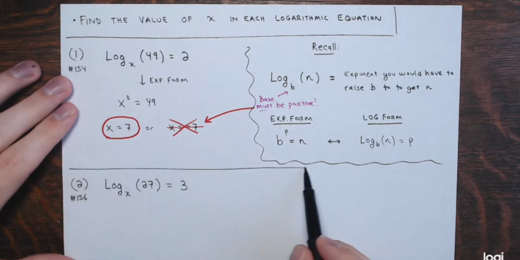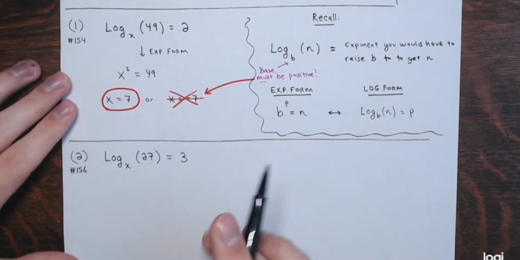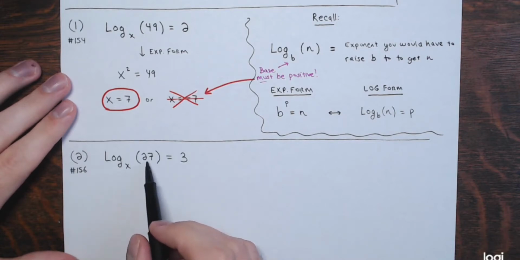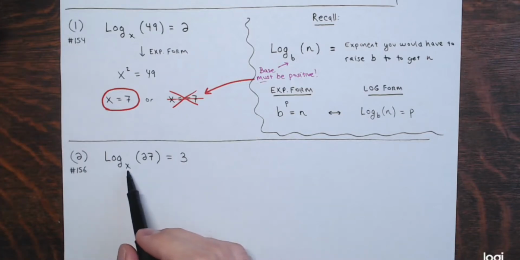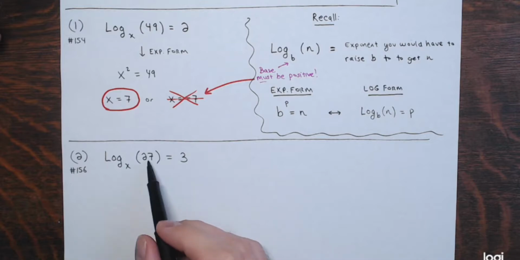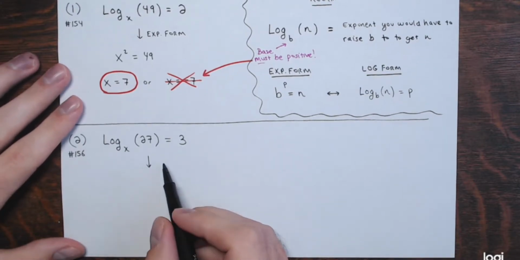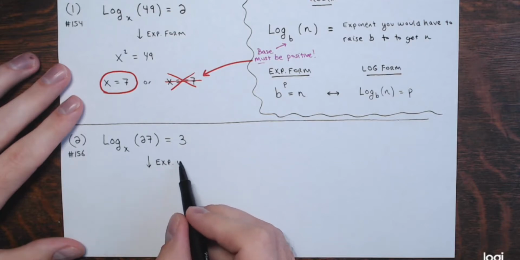Next question. Pretty similar to number 1. We have the log base x of 27 equals 3. So again, you can probably say, hey, x has got to be 3, right? 3 to the third power is 27. But say you didn't see that. Change this from logarithmic form to exponential form.